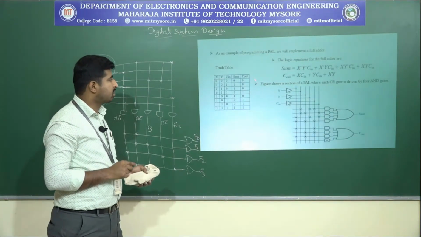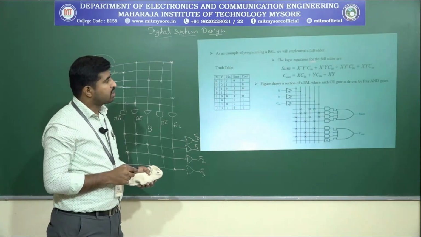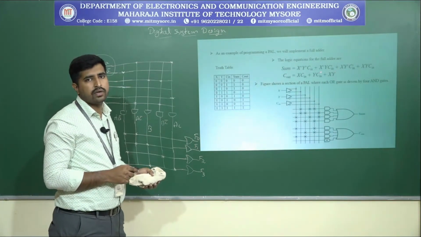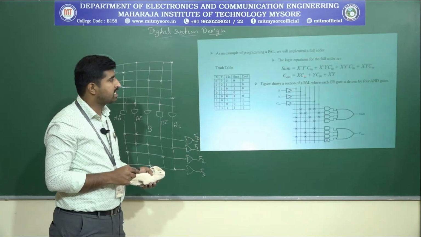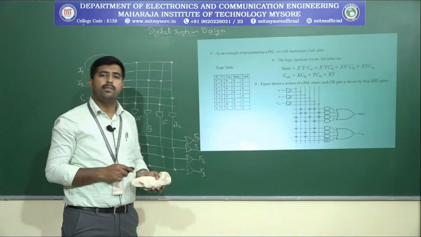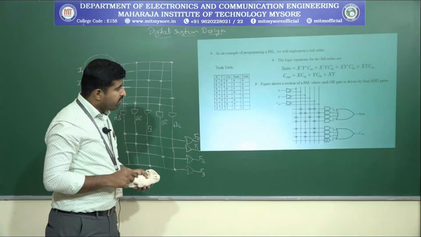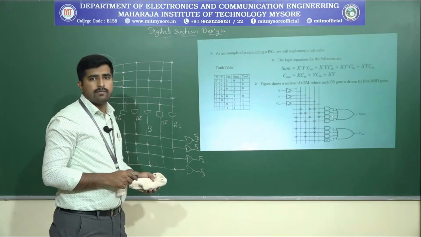Okay, and we know this is the truth table, so I hope you already know this one. This is the logic equation of the full adder, the sum expression and the carry expression. We need to implement these two functions by using the PAL. The construction of a PAL has been shown here.